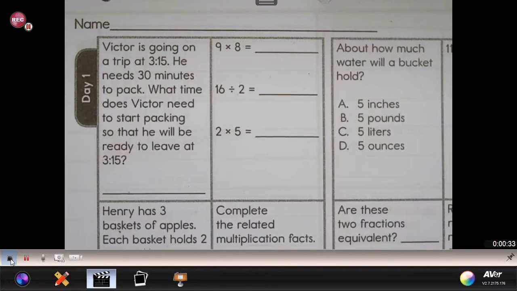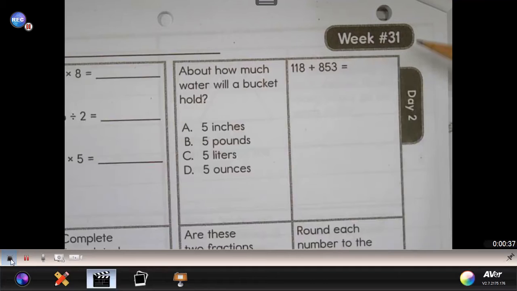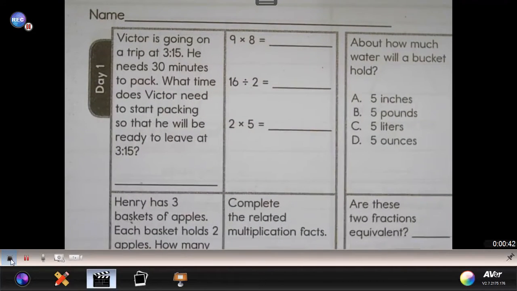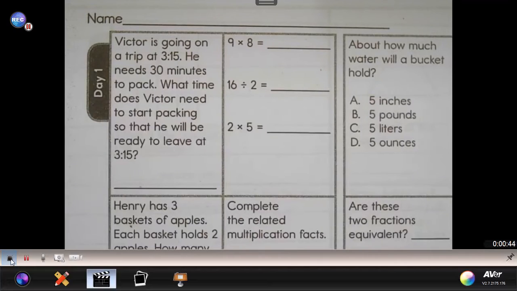So we are on week 31. If you notice, we're on week 31, day 1. It's Monday. So let's take a look at this elapsed time problem. It says Victor is going on a trip at 3:15. So that means this is the time he is going to leave. He needs 30 minutes to pack. What time does Victor need to start packing so that he will be ready to leave at 3:15?